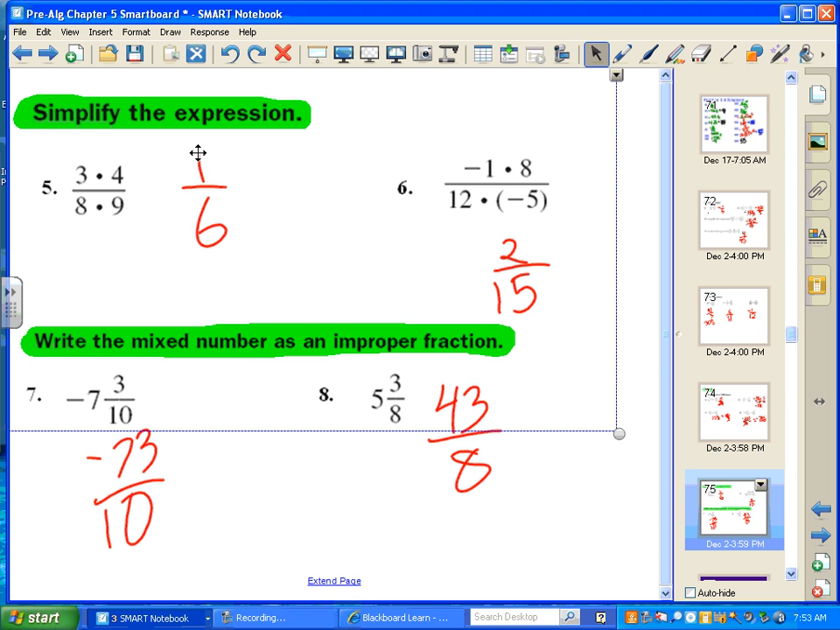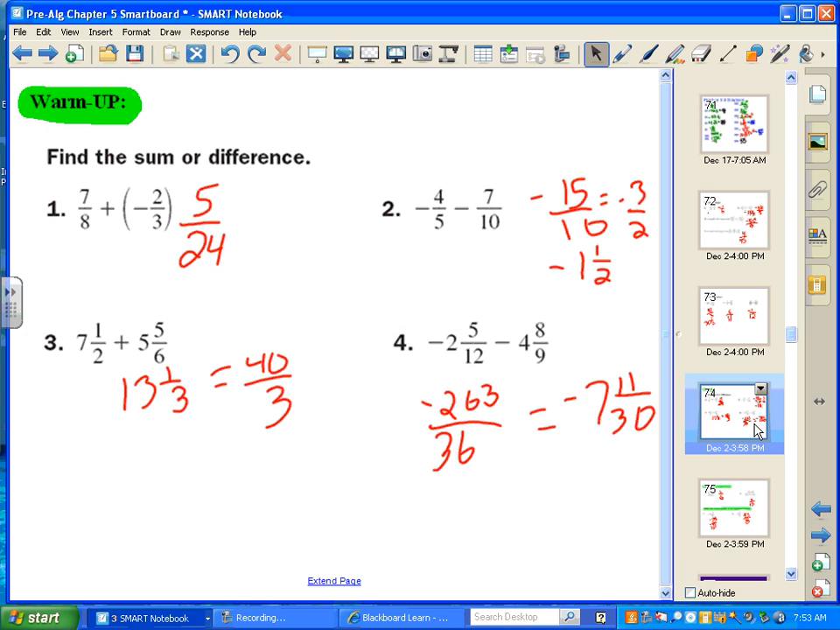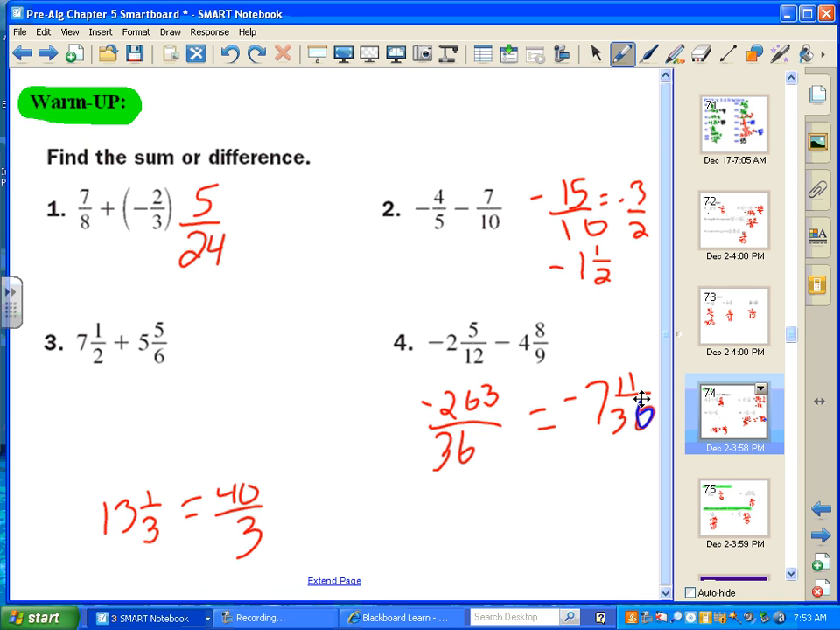Oh, I wrote it wrong. Thank you. I can't read my writing. It is a 36. Sorry. Thank you, Adam, for checking me. Sean? Okay, pick one. Number 3. Okay, so when you change them to improper fractions, Sean, what did you get for 7.5? Okay, and then good, 35 over 6. Okay, so the common denominator is 6.